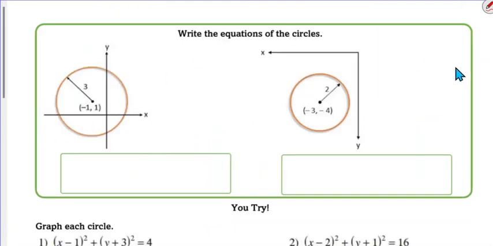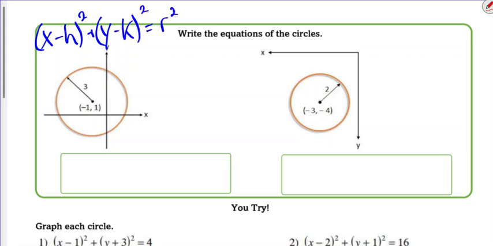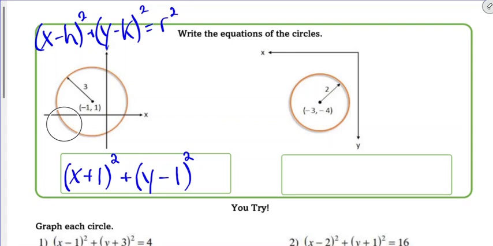All right, we're going to do a couple more. Even though at this point I feel like we might already have it. It's (x minus h) squared plus (y minus k) squared equals the radius squared. So x minus, it's a negative 1 here, so it's minus negative 1, that's going to change into a plus 1 squared, plus (y minus 1) squared, the y value there is just a positive 1, equals 3 squared, which is 9.